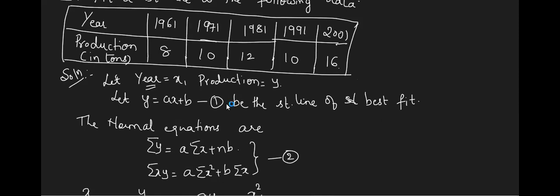So I can take one variable x as year minus 1960. You may ask why 1960 only, why not the other quantity? You can even take 1961. There is no issue with this. The first entry is 1961. But what happens if you take 1961?